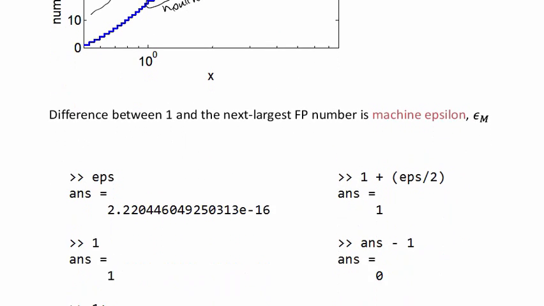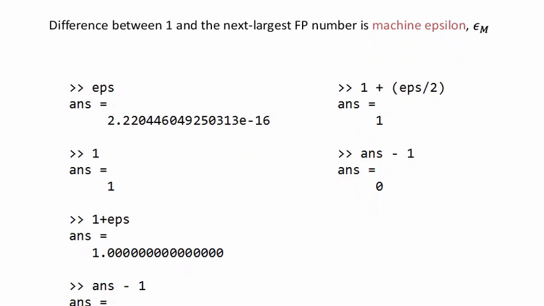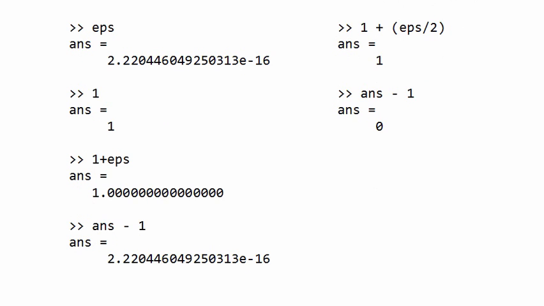The difference between 1 and the next number is called machine epsilon or machine round-off. And we'll give it the symbol epsilon sub m. That's a built-in value in MATLAB called eps, and you can see it's 2.22 times 10 to the minus 16th, which is actually 2 to the negative 52 power, coming from the fact that we have 2 to the 52 values between 1 and 2.